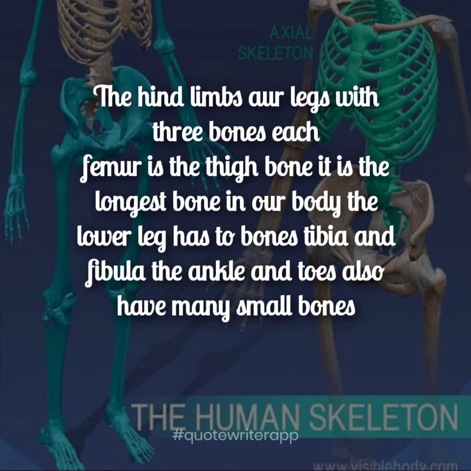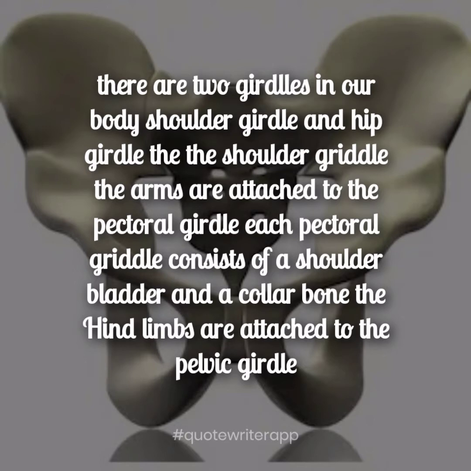And the hind limbs, these are in our legs, in which we have 3 bones also. The femur, the longest bone of our body, is the thigh bone, and the lower leg has the 2 bones, tibia and fibula, and ankle and toes also have many little bones.